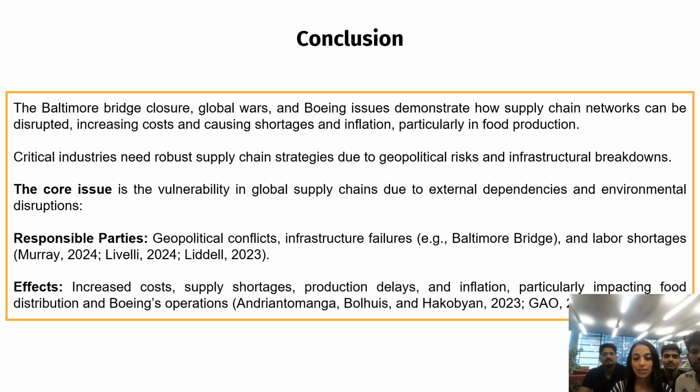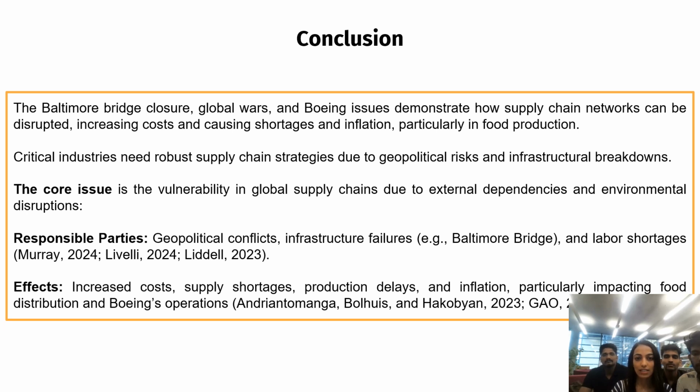Finally, we are going to conclude our presentation. The Baltimore Bridge closure, global conflicts, and Boeing's challenges underscore the vulnerability of supply chains, leading to increased cost, shortages, and inflation, particularly in food supplies and production.